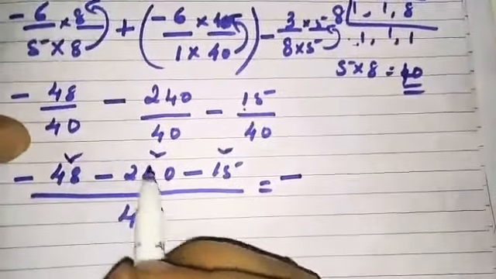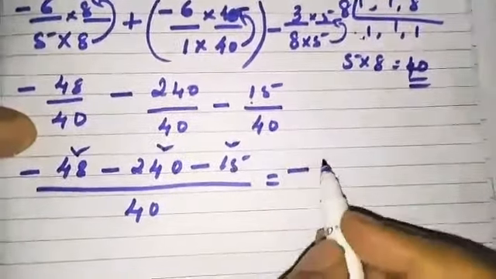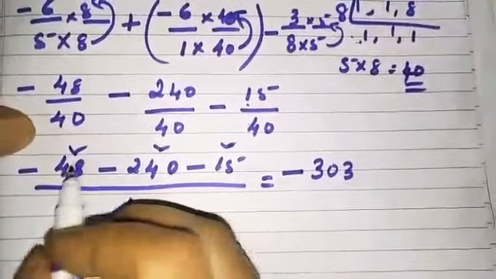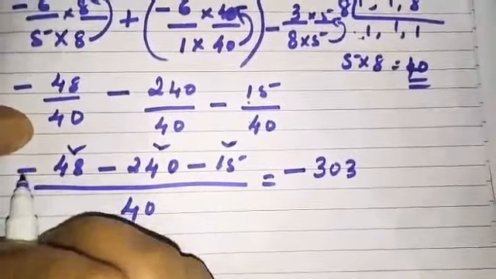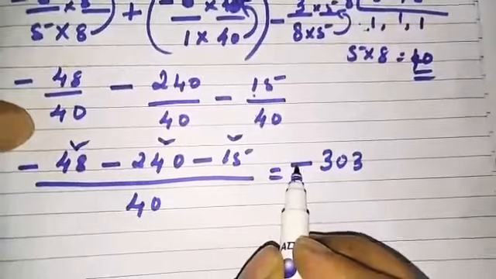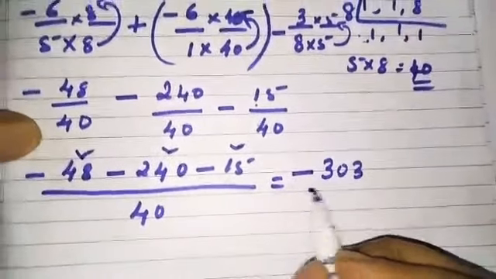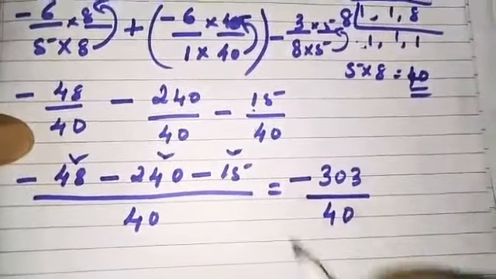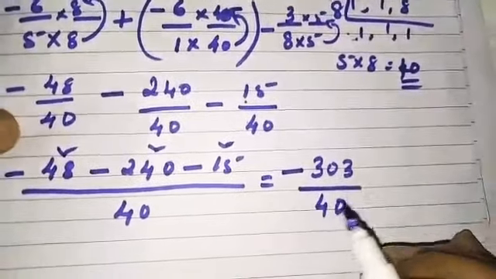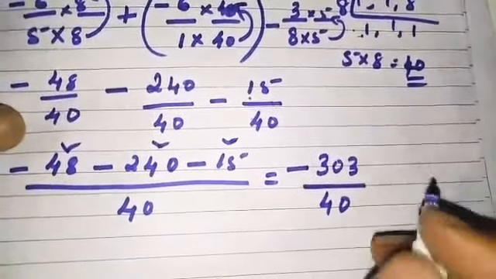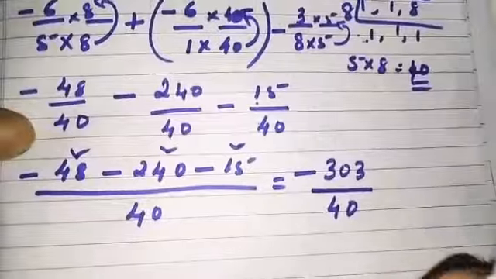So 48 plus 240 plus 15 gives me 303. Now all these numbers carried the sign of minus, so the sign still remains minus itself. So 303 divided by 40. Now further I cannot reduce this to the lowest terms. So this is the final answer.